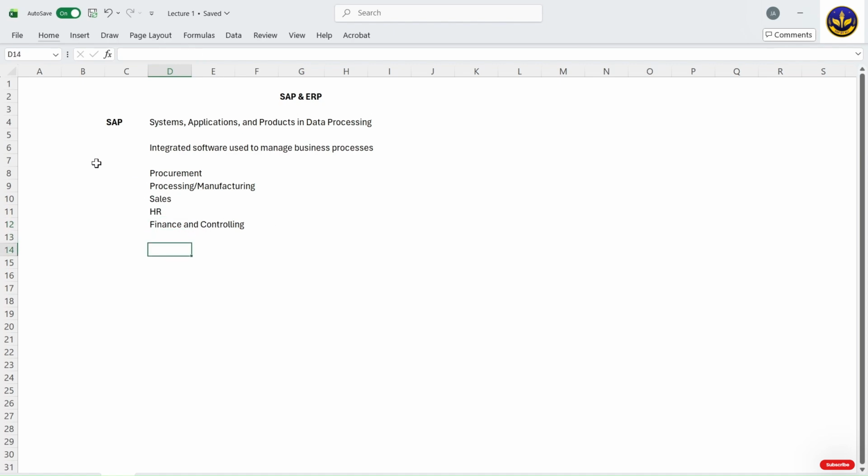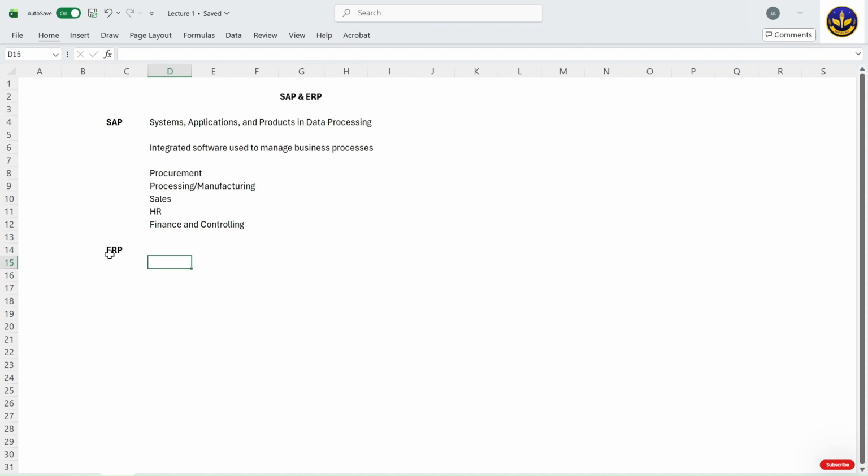So SAP actually manages almost all business processes. These are not limited. There are a number of business processes; these are the core ones only. So SAP as a software manages all of these. Now we would be discussing ERP. Why are we discussing ERP? Because SAP is itself a part of ERP.